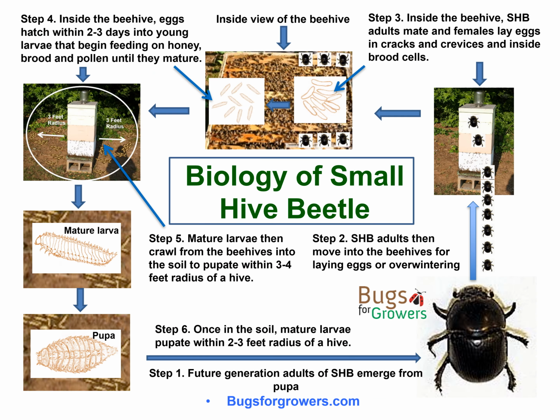As shown here in a flowchart, there are 6 main steps involved in the life cycle of small hive beetles. In the first step, adults of small hive beetles will emerge from pupae located in the soil within a 3 feet radius of honeybee hives.